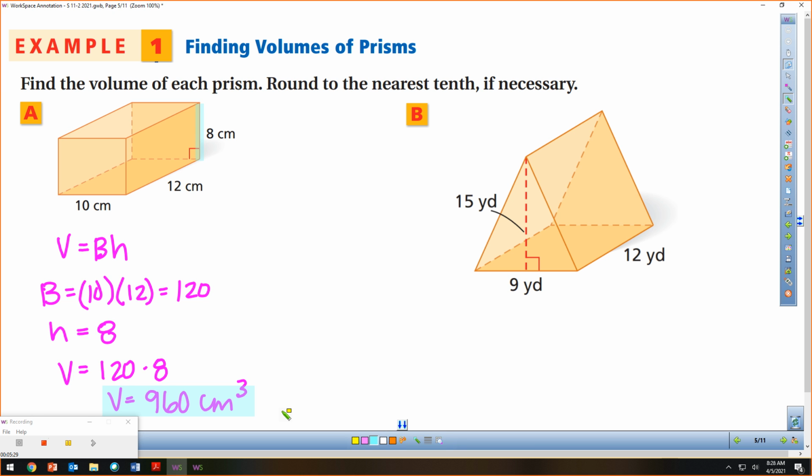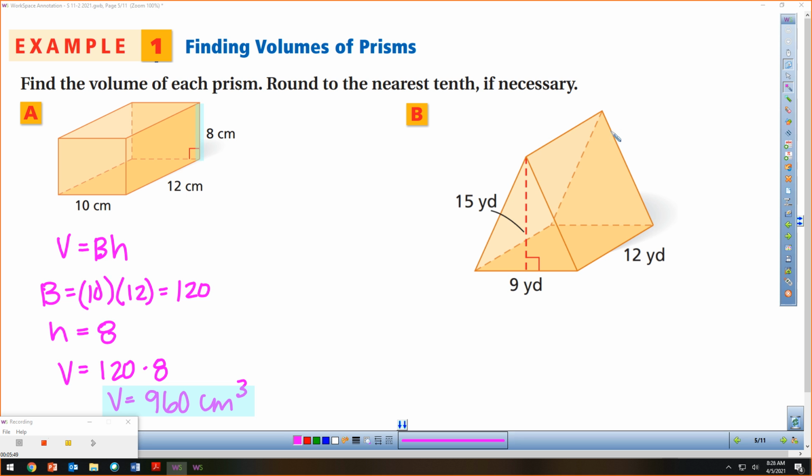Anybody confused on what I just did there? Really, all you have to do in these problems is find the area of your base and the height of your figure, multiply it all together. So let's do it again over here. So how many bases do I have in this figure? How many bases do I have?